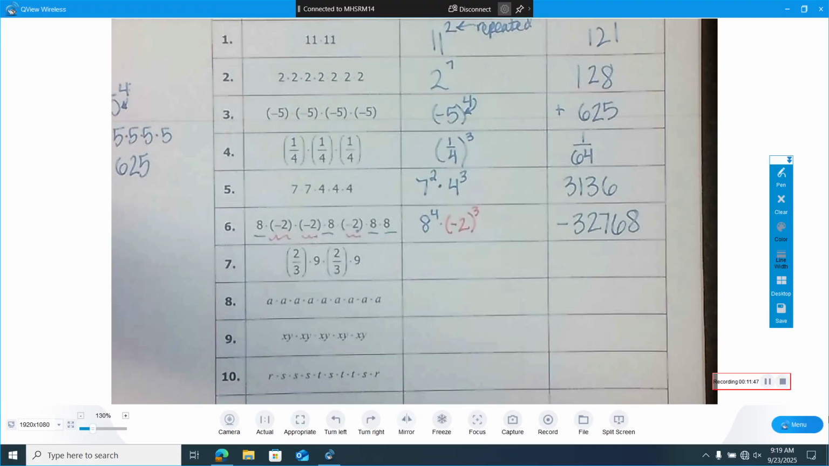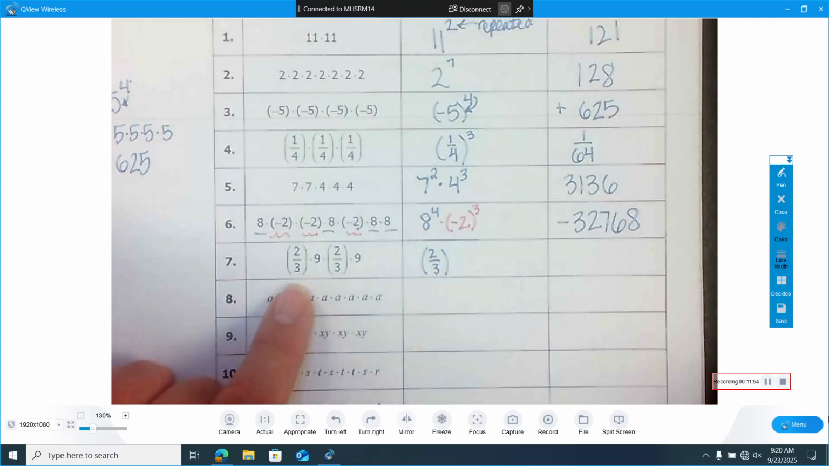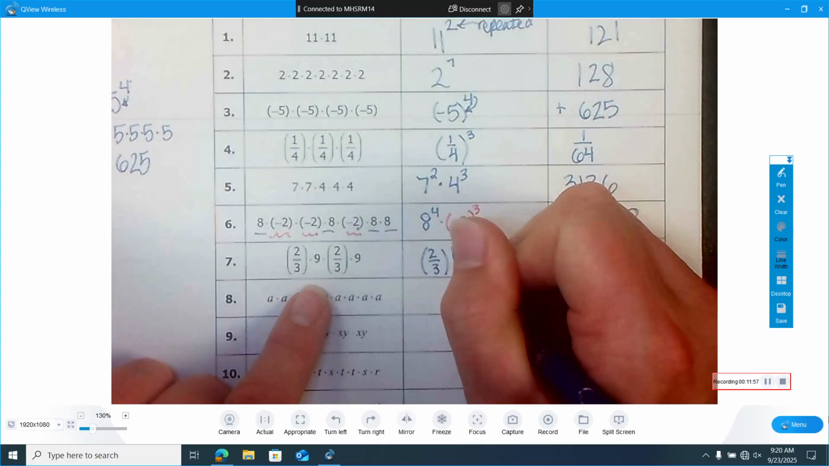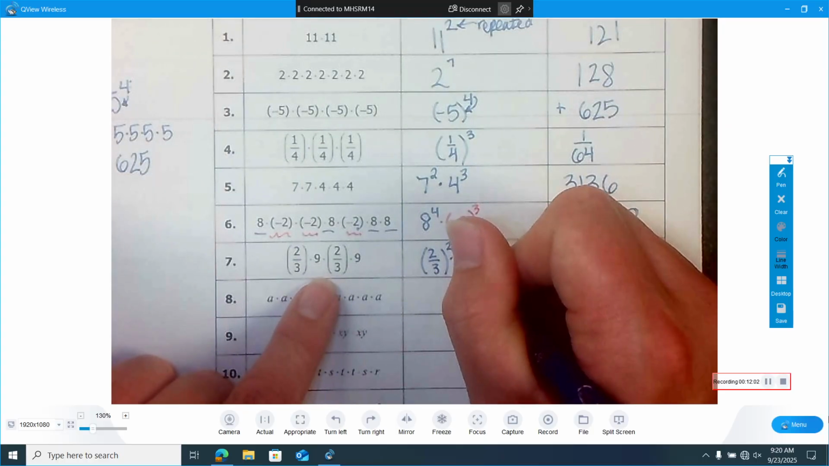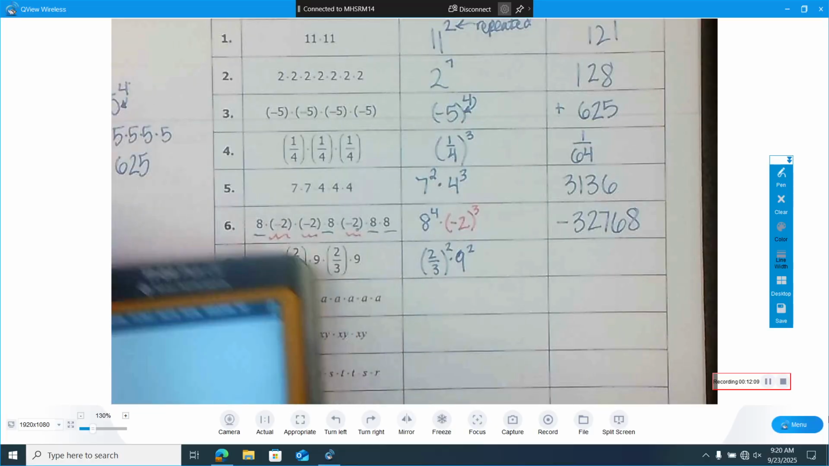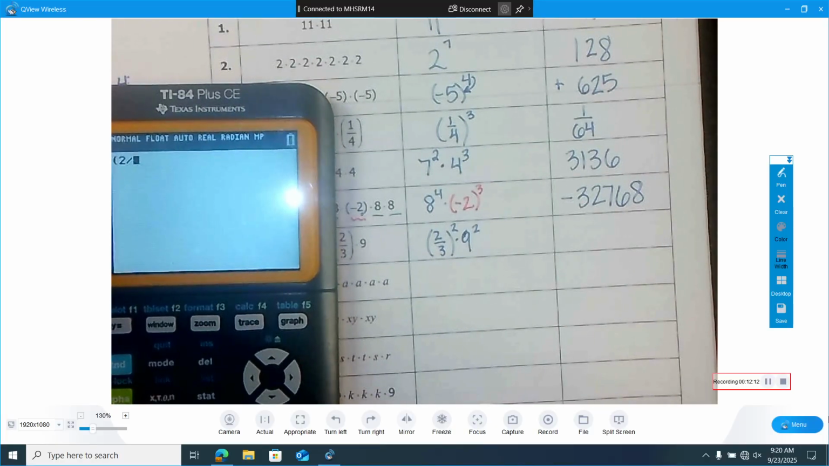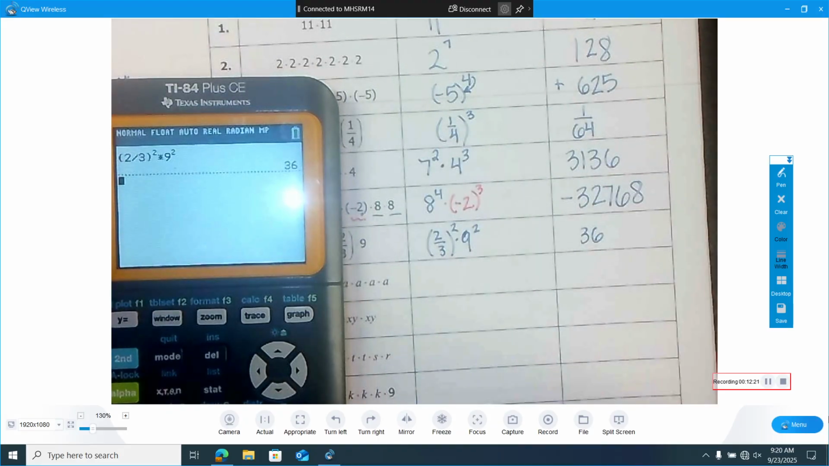All right. Let's look at number 7. What's one of my bases? 2/3. To what power? To the second. And then we have another base. What's the other base? 9 to the second. And again, if we type this into our calculators, we get 2 divided by 3 to the second power, and then times 9 to the second power. And I get 36.